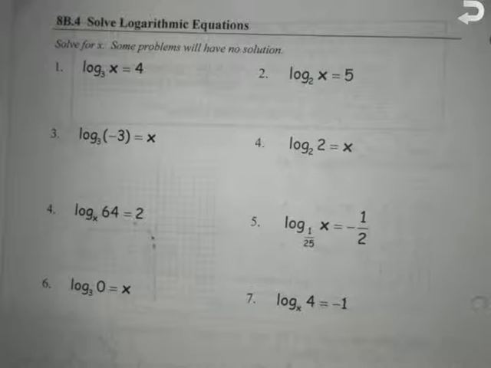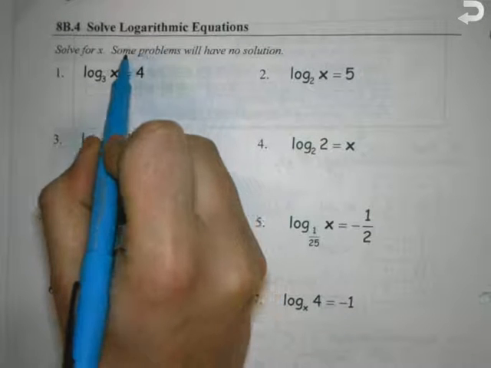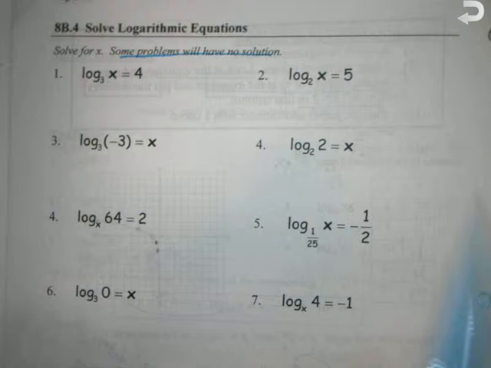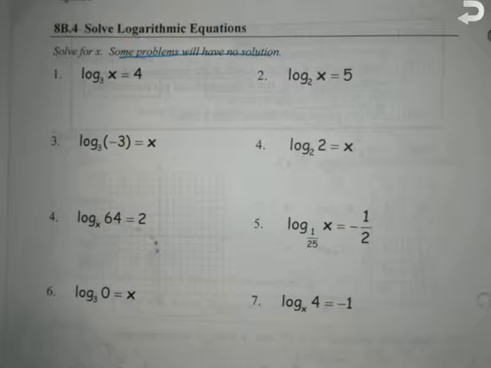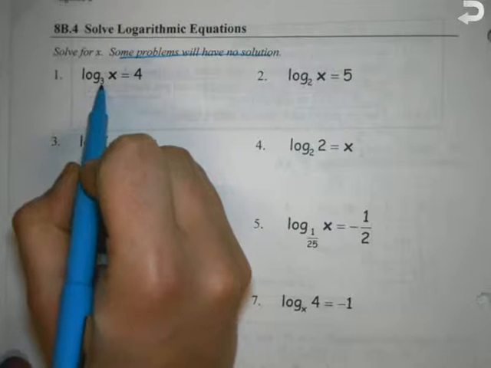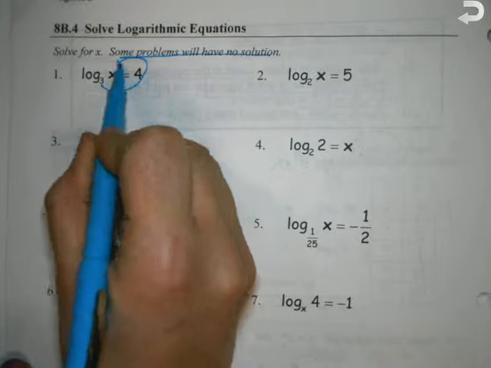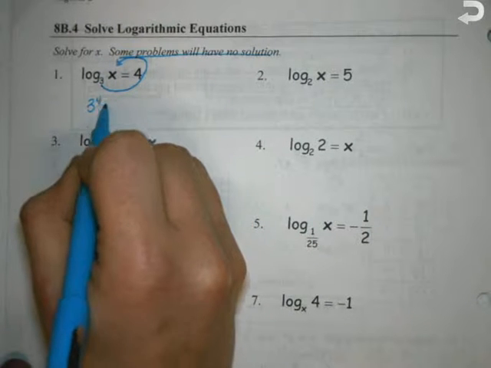Alright guys, so today all we're going to be doing is solving for x for some logarithms. Now you need to note that some problems will have no solution, so just be aware of that, and we will see what we get. So, the only thing we have to do for these is we start at the base, remember, we need to rewrite it as an exponential first. So this is going to be 3 to the 4th equals x.